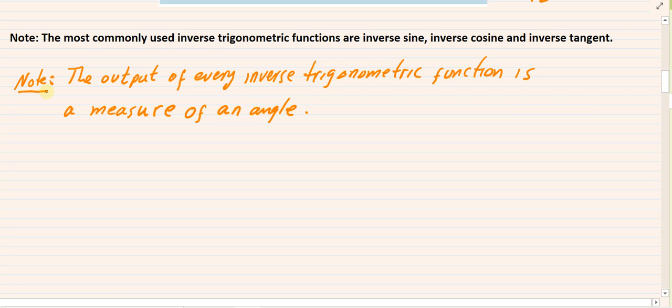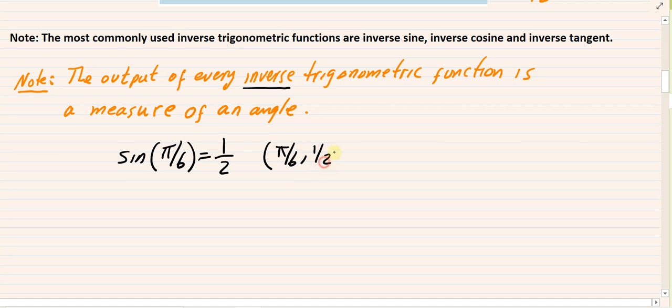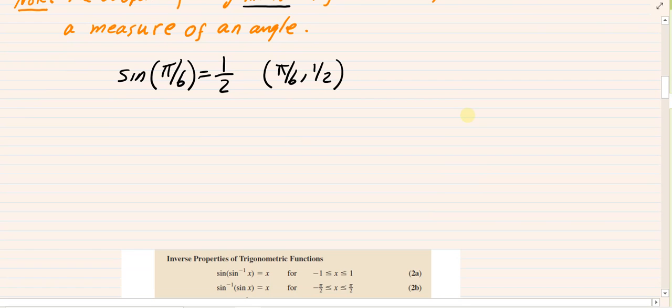Now, one thing that's important I want to point out as we go through this: the output of every inverse trig function is going to be the measure of an angle. So, for example, to give you an idea what I mean, we know sine of pi over 6 is 1/2. That's just the sine function, right? So a point on the graph of this function is pi over 6 and 1/2, right? Now, if I swap the points, then I get 1/2 comma pi over 6.